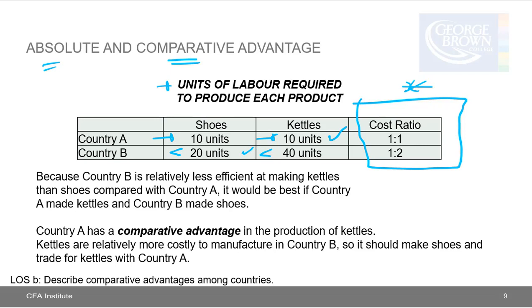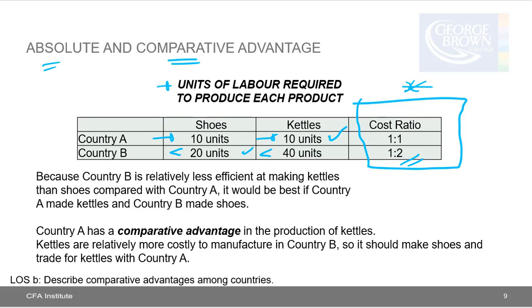It takes the same number of units of labor to produce shoes and kettles in country A. Thus, making an additional kettle requires giving up the production of one pair of shoes in country A. In contrast, it takes twice the number of units of labor to produce kettles than to produce shoes in country B. You can see 40 units here to produce a kettle of labor, 20 units to produce the shoes. Thus, making an additional kettle requires giving up the production of 2 pairs of shoes in country B.